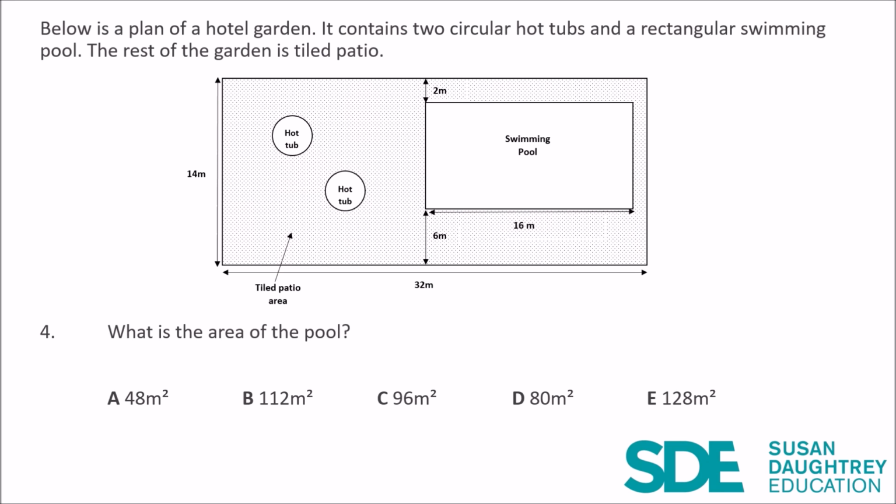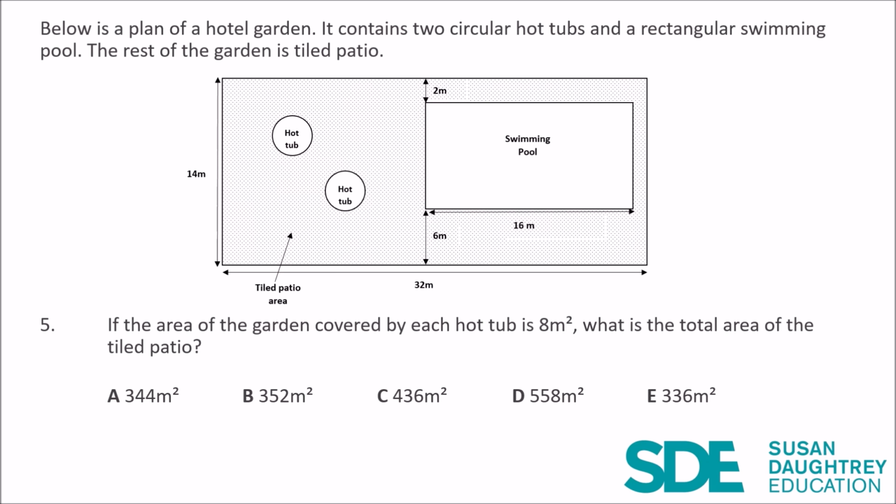And if we look at the swimming pool, it has a patio of 2 metres on one side and 6 metres on the other, giving us a total of 8 metres. So we take that 8 metres from the 14 metres and it will end up telling us that the depth of the swimming pool is 6 metres. We're told its length is 16 metres. So to calculate the area, we simply say 16 times 6 is 96 metres square. My answer is C.